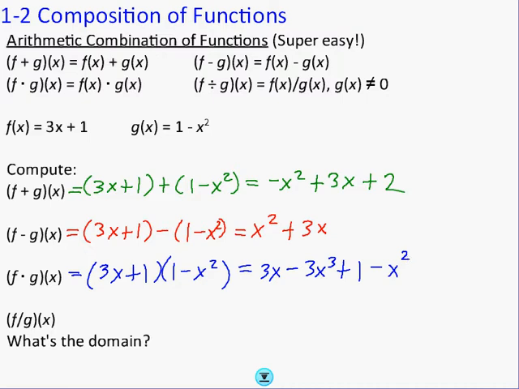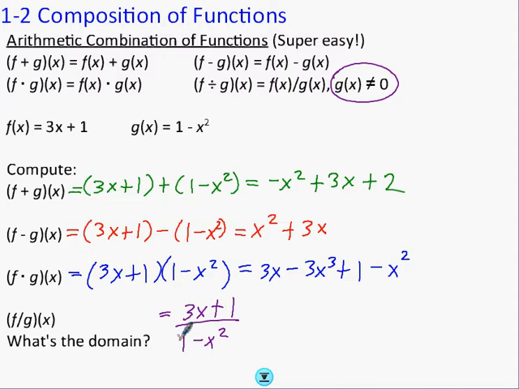And then finally, for f of x over g of x, I'll simply write this as 3x plus 1 over 1 minus x squared. Okay, feel free to leave f over g of x in this form, but we need to remember this domain restriction. We cannot let g of x, we cannot let what's on the bottom here equal 0.